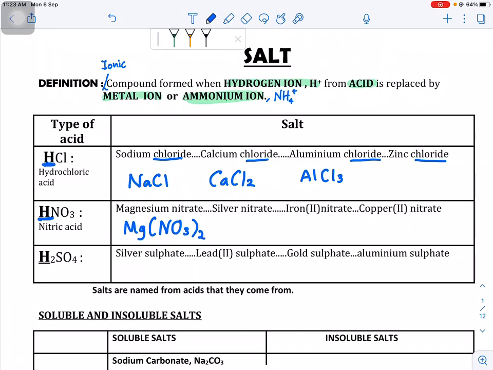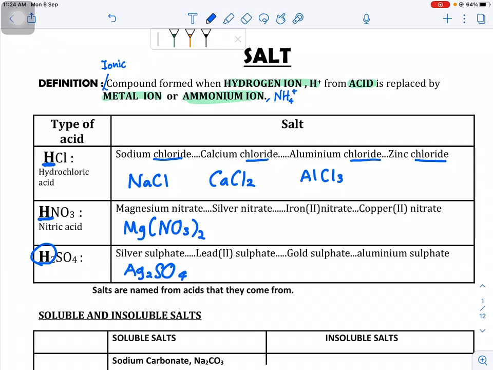Look at the last group of salt. We have silver sulfate, lead sulfate, gold sulfate, and aluminium sulfate. What is the idea here? This salt comes from the acid that contains sulfate ion. What is the acid? The acid is sulfuric acid. How is silver sulfate formed? Silver sulfate is formed when the hydrogen ion from the sulfuric acid is replaced by the metal ion, which here is silver ion. So we get silver sulfate.